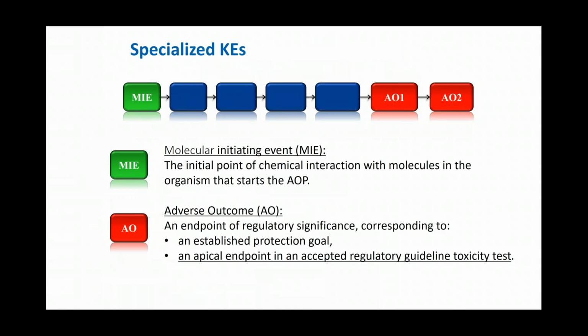You'll see that the AOPs are bookended by two specialized key events. The molecular initiating event, in green on the left, is the initial point of interaction of the chemical with molecules in the organism. So this is the thing that begins the domino effect. And then the adverse outcomes, and these are endpoints of regulatory significance. So generally, these are an endpoint that's associated with an established protection goal or an accepted regulatory guideline toxicity test in many cases.